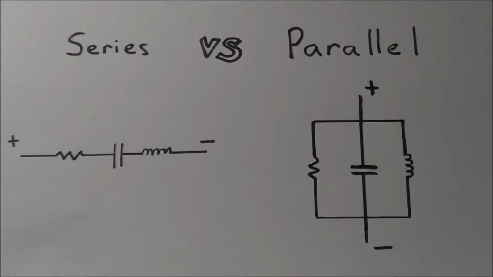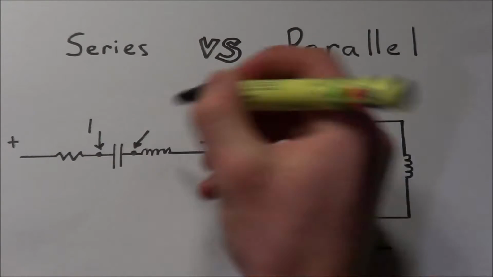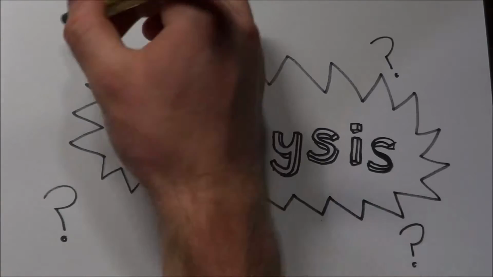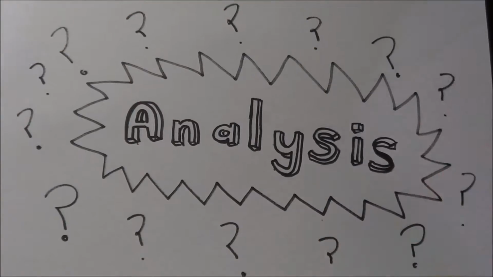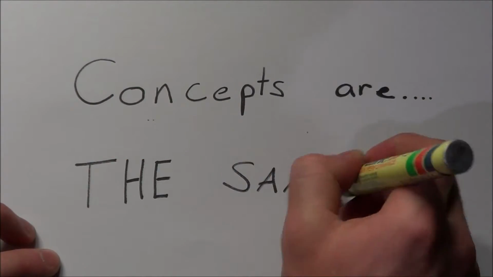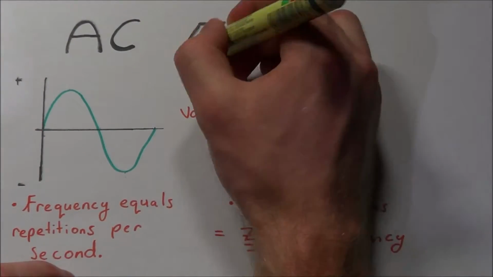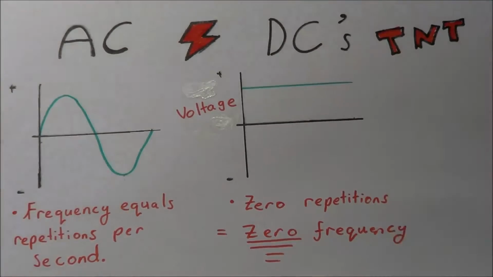Firstly, a series circuit has one shared connection point between each pair of components, while a parallel circuit has two. One might think that due to the different forms of electricity, the analysis of the circuits would be completely different, while in fact the fundamental concepts are the same. This is due to DC being a special form of AC where the frequency is equal to zero. This can be shown valid in the reactance equations.